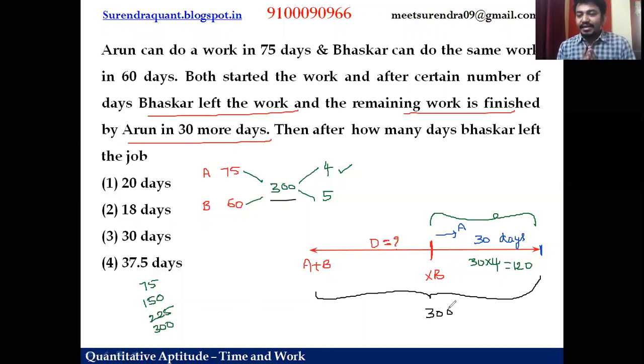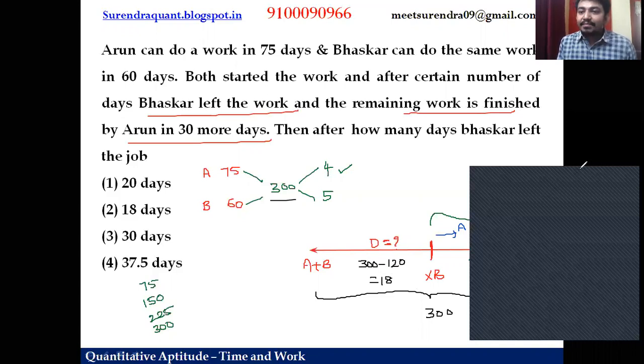Out of 300 units, the contribution of Arun is 120 units. Then in the beginning, how much work would have been completed? 300 minus 120. So 180 units must be finished by A and B at the beginning of the work.